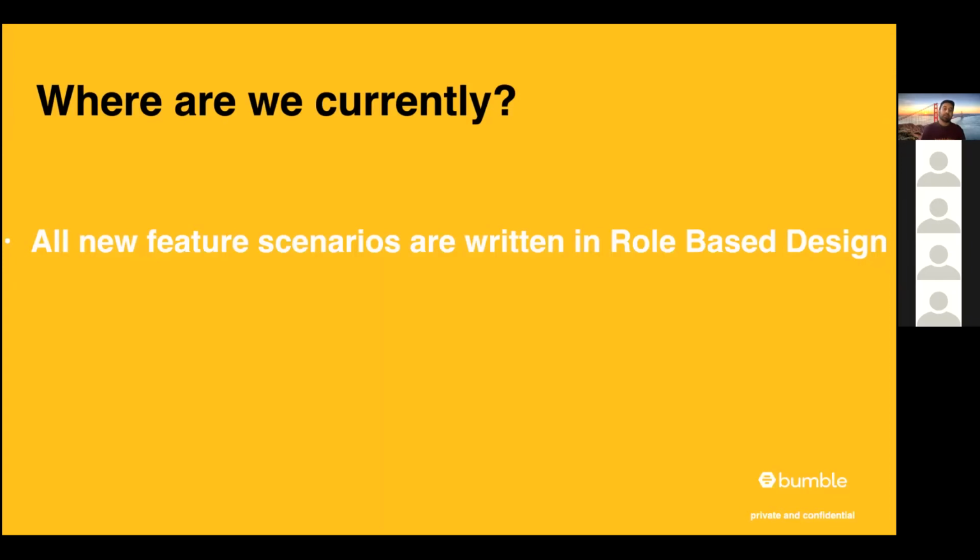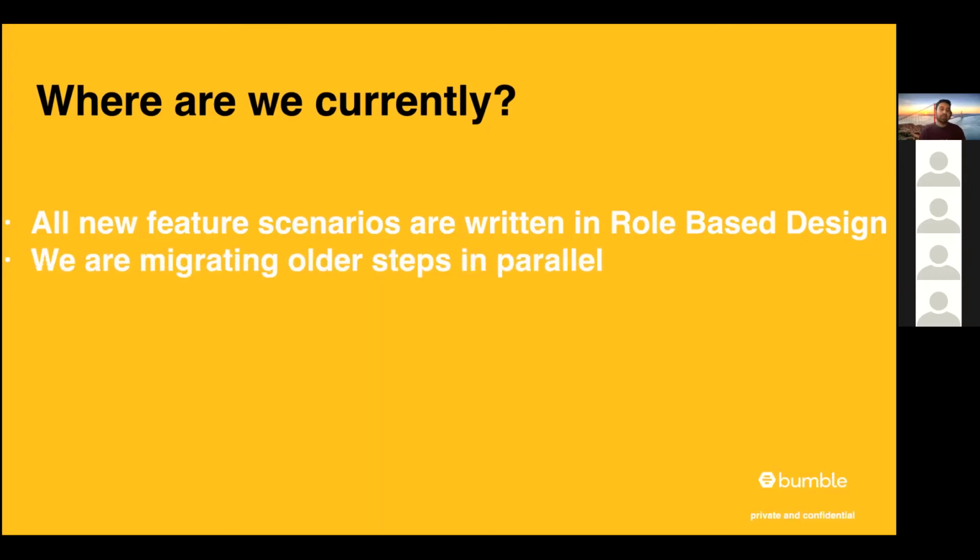So we decided in our team that all the new feature scenarios should be written in the role-based design, at least so that the new features which we launch and which we cover in Bumble and Badoo should be tested and should be written in the new design. Also, we are currently migrating older steps in parallel. So this is work which is going in parallel while we write new scenarios. Whenever, in writing new scenarios, we want to use the older scenarios, we try to migrate the older steps also to the role-based design.